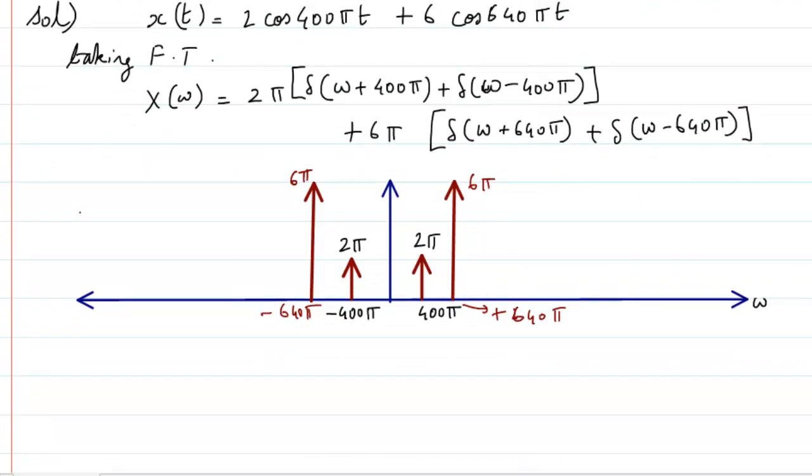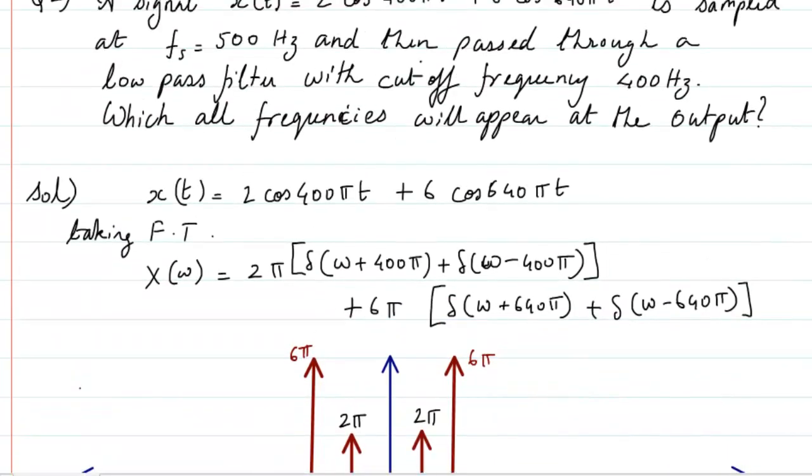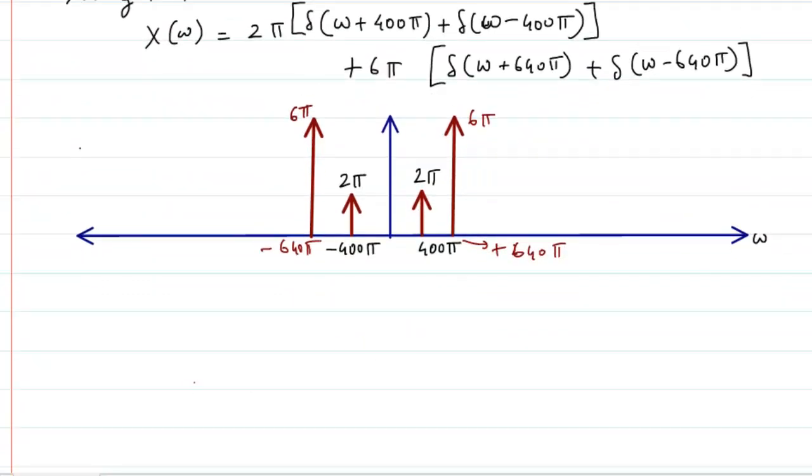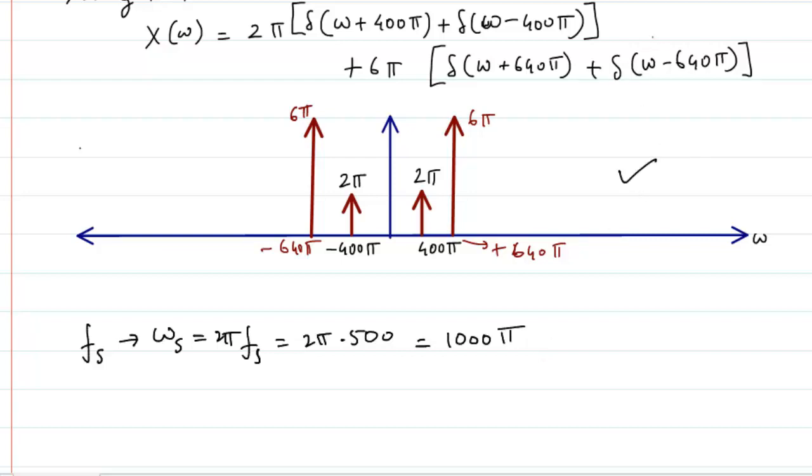But here I have drawn it in terms of omega, so fs also I have to write in terms of omega. So either you convert fs to omega s, where omega s is equal to 2 pi fs. In that case we will get 2 pi into 500, which comes out to be 1000 pi. Either we do this, or we convert the particular equation.